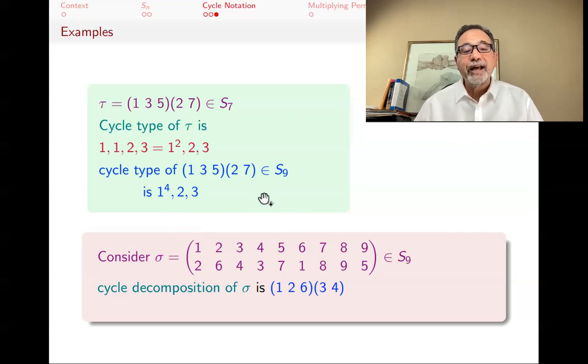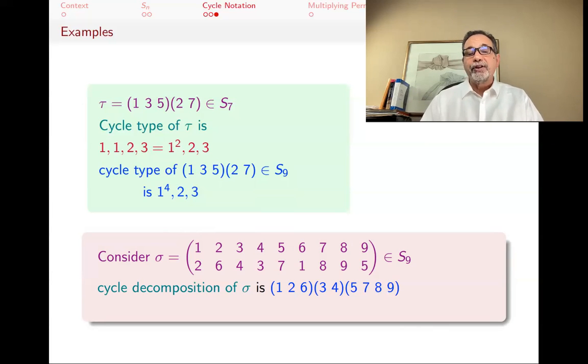What's the first thing that I've not taken care of? It's 5. Where does 5 go? 5 goes to 7. Where does 7 go? 7 goes to 8. Where does 8 go? 8 goes to 9. And where does 9 go? Back to 5. Now I'm done. I've got everything and I don't have any fixed points. This is the cycle decomposition of this element sigma.